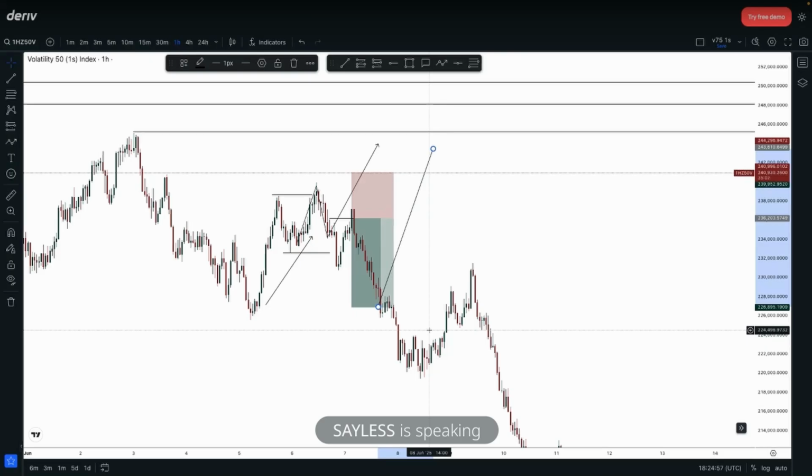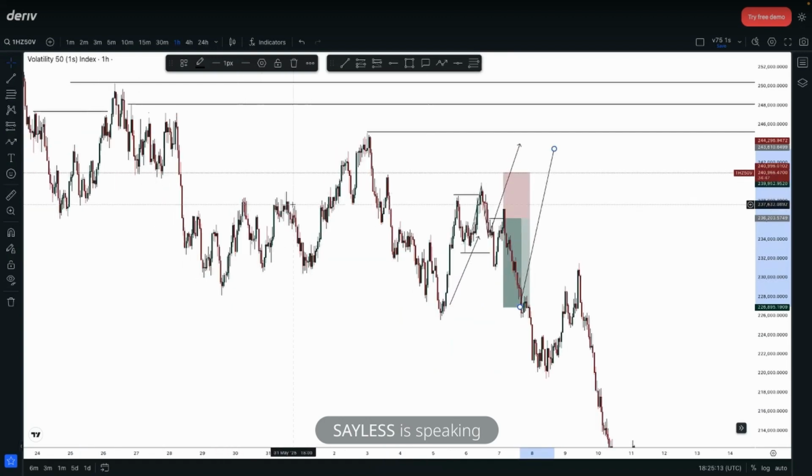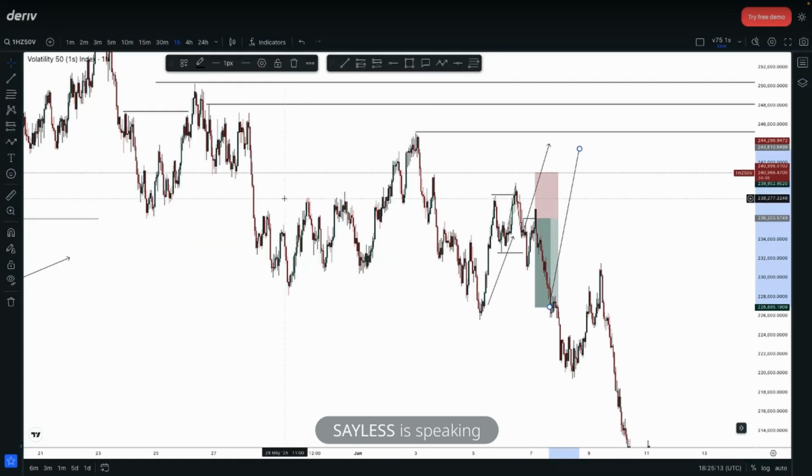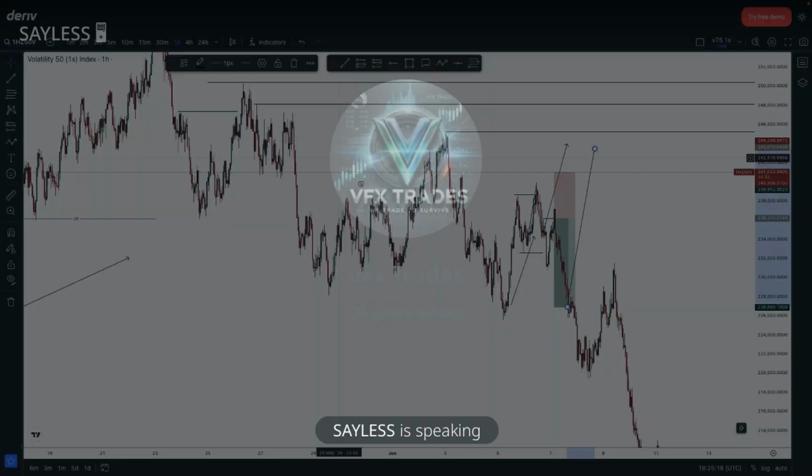Okay, a recap. Follow the internal structure until the external structure is broken. The same thing is just rinse and repeat, rinse, repeat. So follow internal structure until internal structure is broken. But as you are taking a trade based on the internal structure break, zoom out and know that that trade is relative to the external structure. That is what I've been talking about.